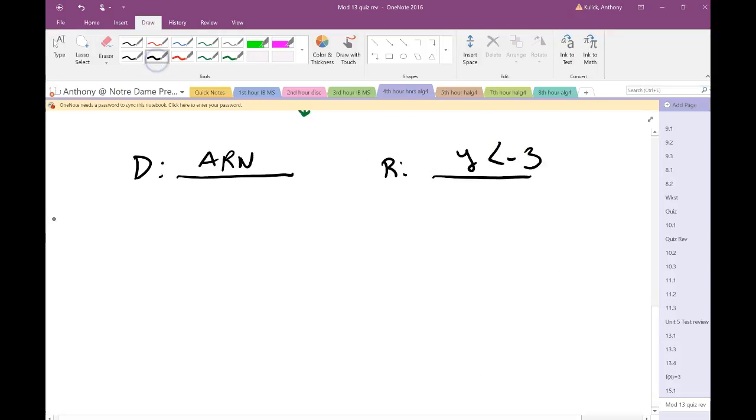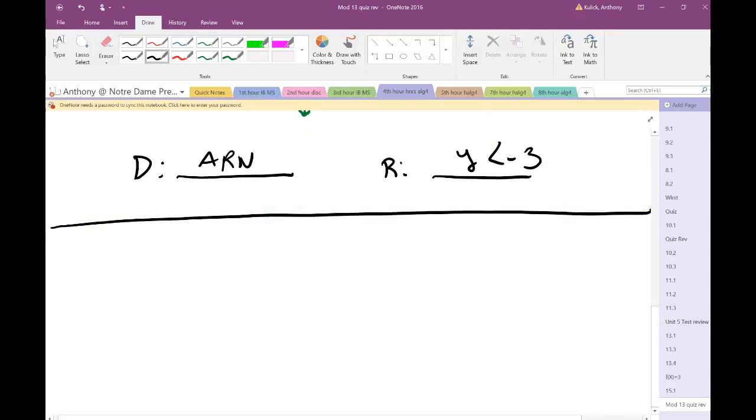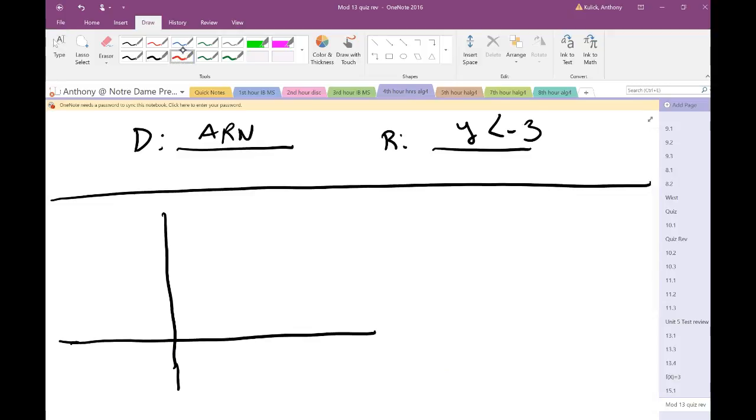Let's do a getting the equation from a graph problem. Sound good to you guys? Sure. Okay. So let's say we're given this graph.